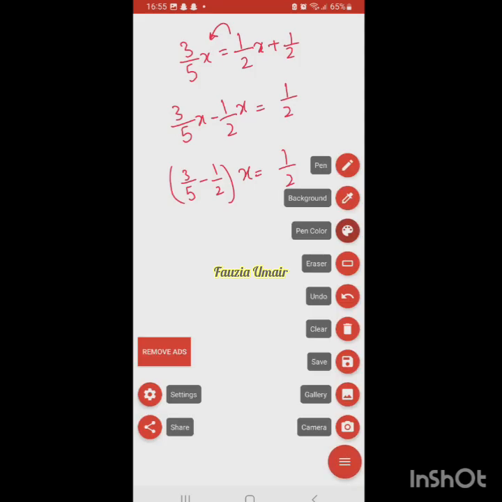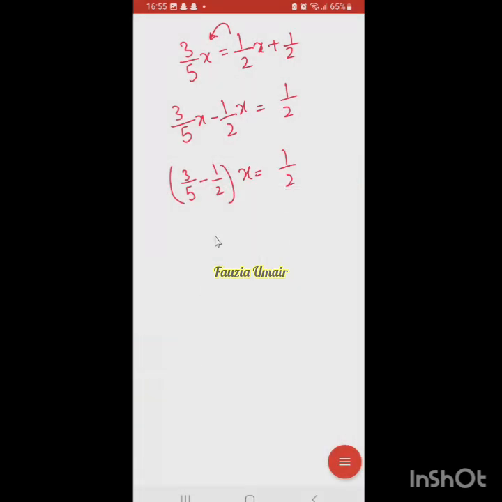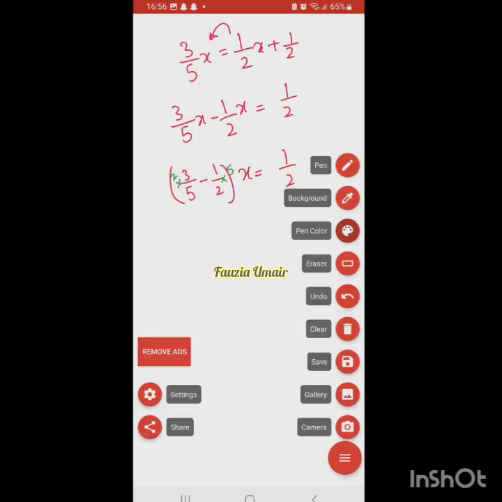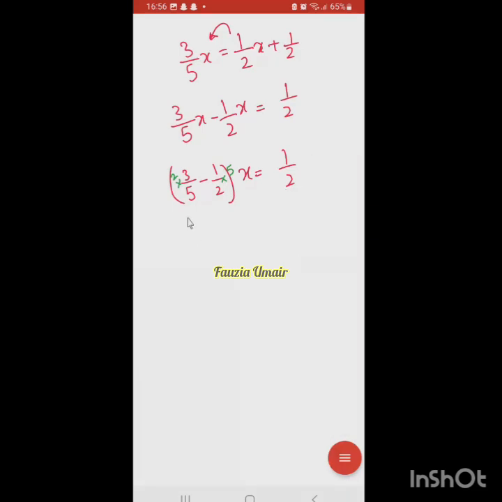Right? So now how to make the denominator same? What to do? Multiply first with 2 and the second with 5. Very good. So what will be the answer? 6 by 10 and minus 5 by 10, right? And x is still outside, 1 by 2. So now if you solve it, 6 minus 5 is 1, so 1 by 10x is equal to 1 by 2.